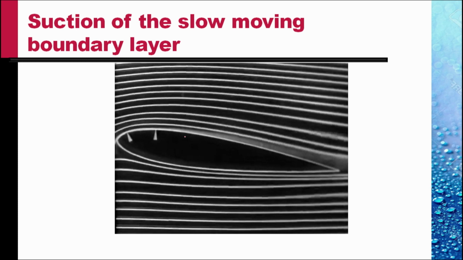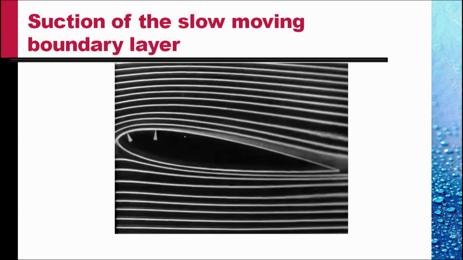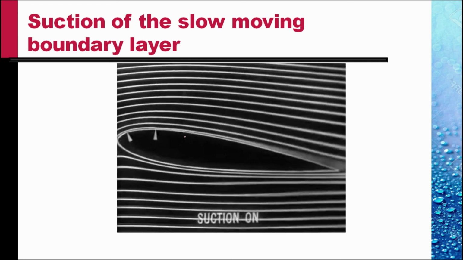Now we turn on the suction at the 2 points which are marked with the arrows near the nose. And if we turn the suction on, we see that the turbulence has decreased. See again, this is without the suction, this is with the suction. The turbulence has decreased. As the turbulence decreases on a streamlined body, the drag comes down.